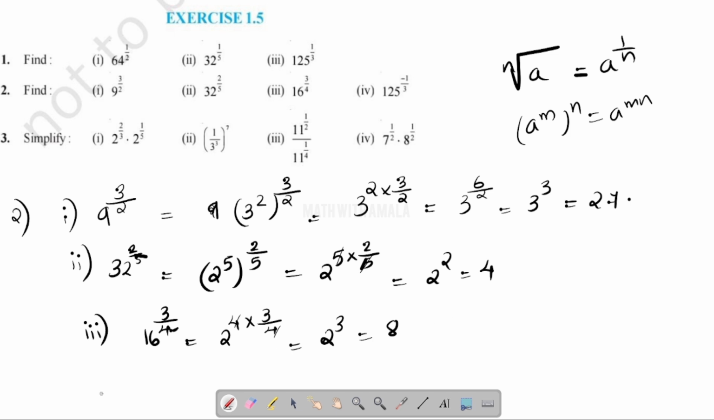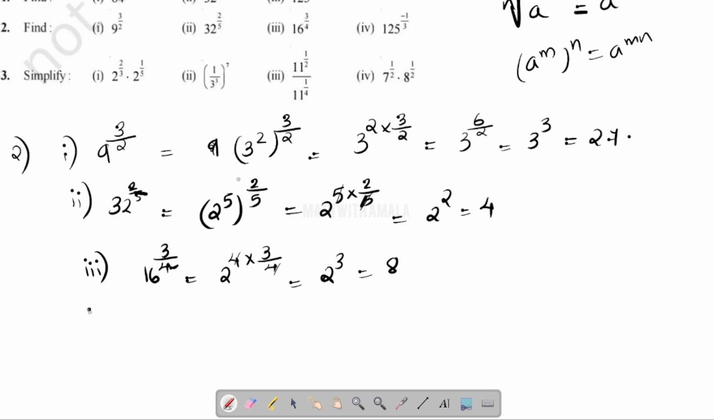Next, the fourth one. In the fourth one, you have 125 raised to minus 1 by 3. That is, you are having a negative rational exponent. So, let's have a rule here. a raised to minus m is equal to 1 by a raised to m. Okay. Hence, a raised to minus 1 by m will actually be 1 divided by a raised to 1 by m.